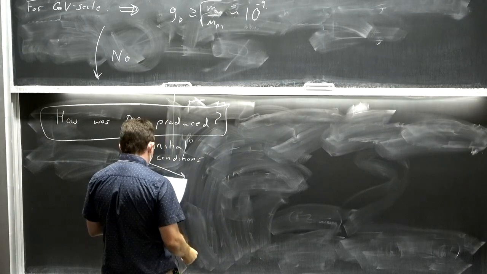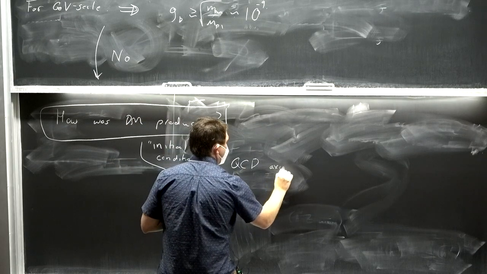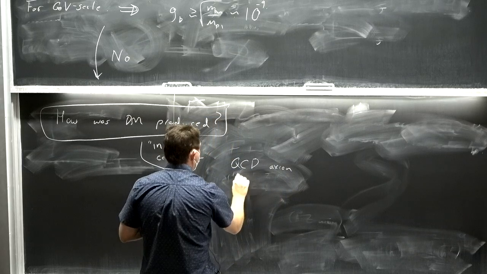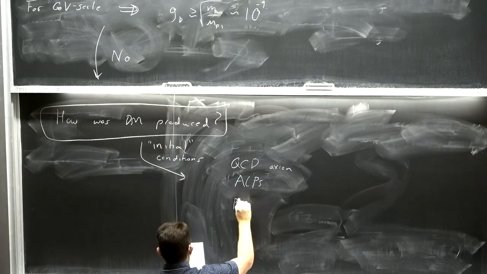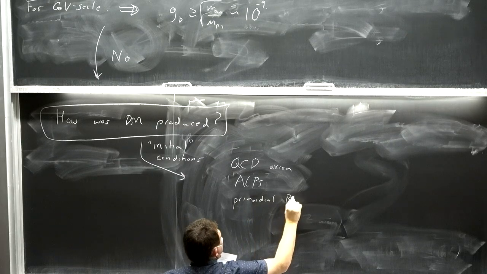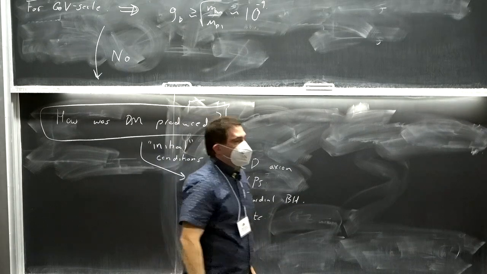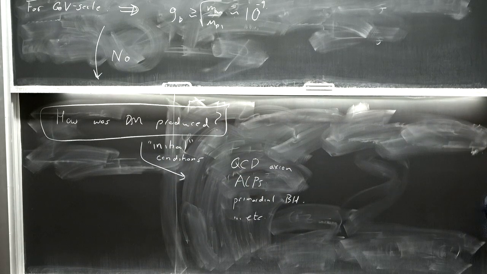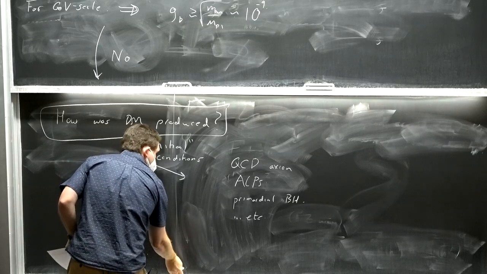There's a wide range of interesting models that fall into this case. So the QCD axion, morally, is one. ALPs, more generally. Primordial black holes, etc. You can also have other types of primordial relics that have late decays, where their abundance is baked in the early universe. And I'm just going to consider those to be initial condition explanations.